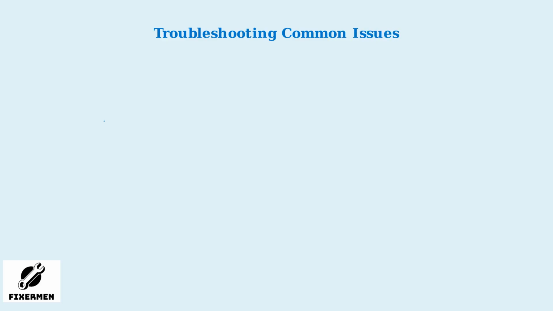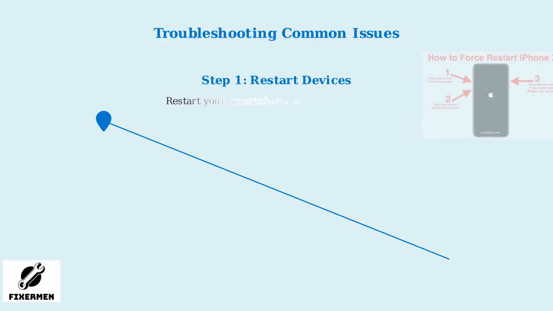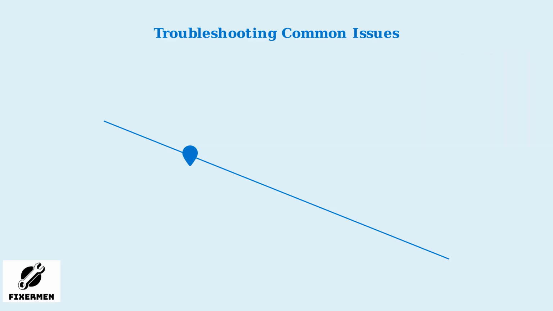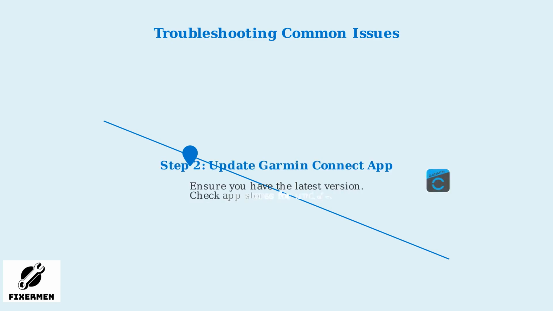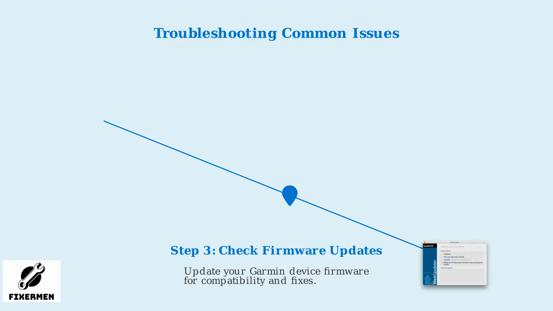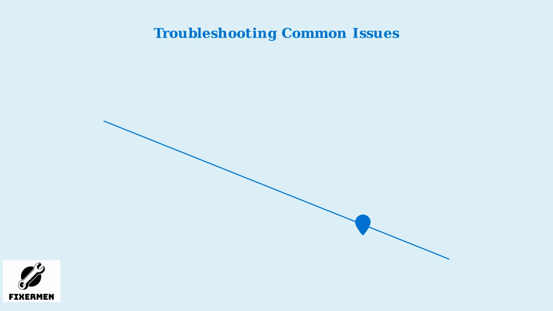If LiveTrack still isn't working after checking permissions, start with these basic troubleshooting steps. First, restart your smartphone and Garmin device. This simple step clears temporary glitches that might be interfering with location tracking. Next, ensure you have the latest version of the Garmin Connect app. Open your App Store and check for updates to get the newest fixes. Then, check for any pending Garmin device firmware updates. These updates improve compatibility and resolve known issues with tracking features.